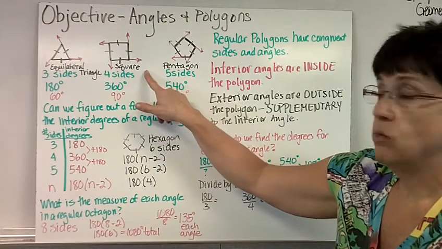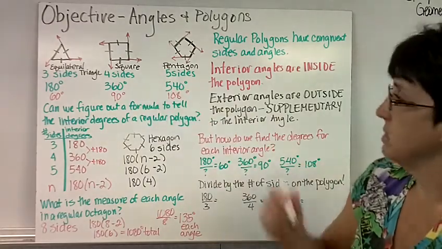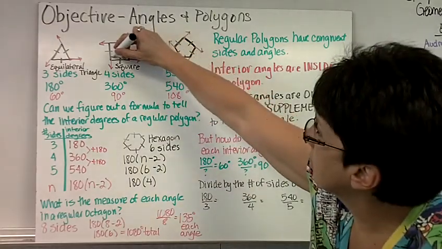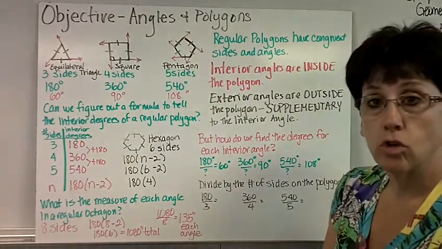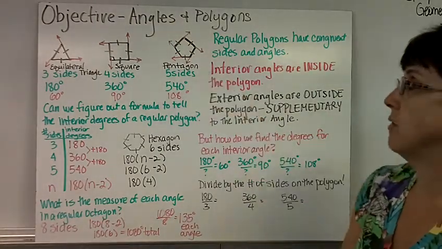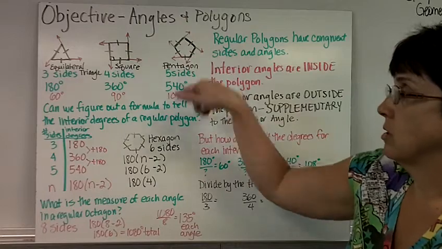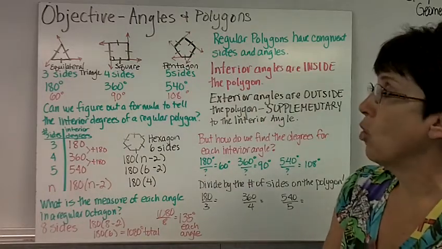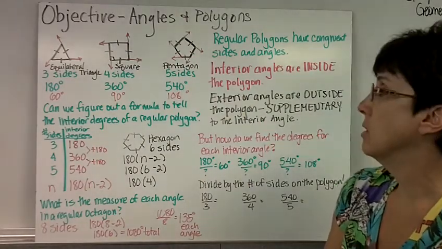For a quadrilateral, it would be a square. You know what I'm missing? This little 90-degree angle, huh? Okay, but the tick marks show they're all the same. A pentagon, 5 sides. The tick marks show they're all the same. Or you could just be told that it's regular.